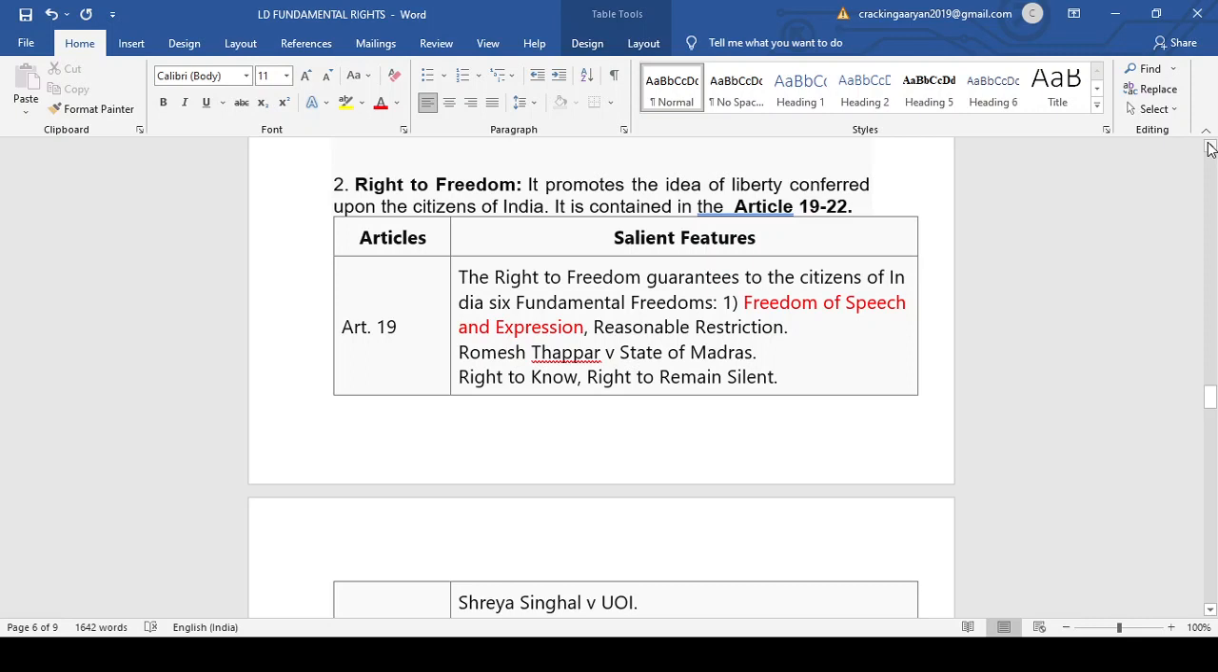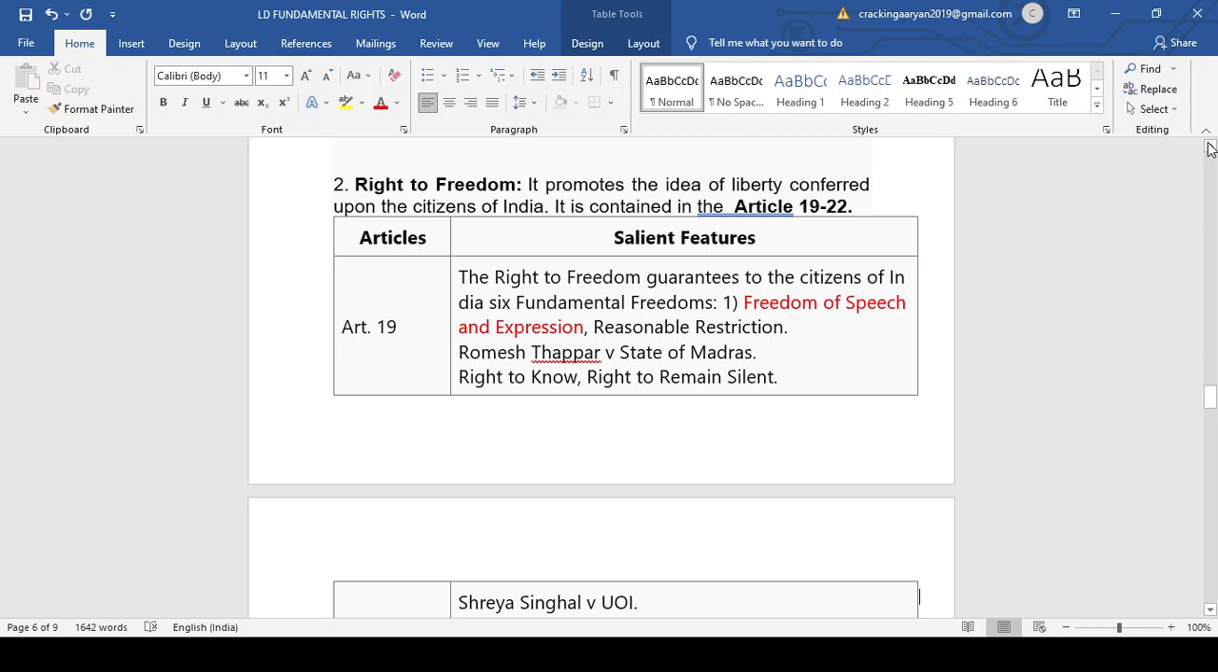Just a minute. So the freedom of speech and expression comes with clause 1B, that is reasonable restriction, in which it is stated that nothing in sub-clause A of clause 1 shall affect the operation of any existing law or prevent the state from making any law in the interest of the sovereignty and the integrity of India, the security of the state, friendly relations with foreign states, public order, decency, morality, or in relation to contempt of court, defamation, or incitement to an offense.